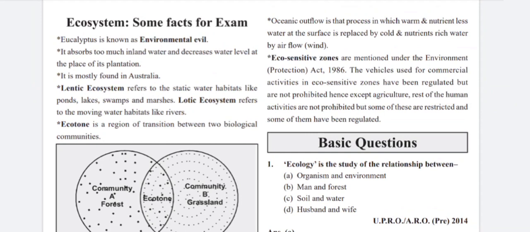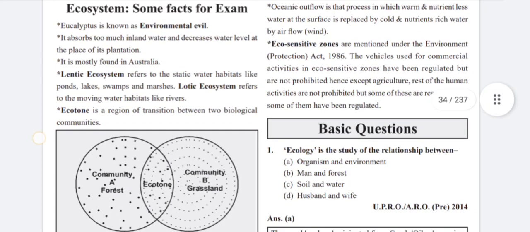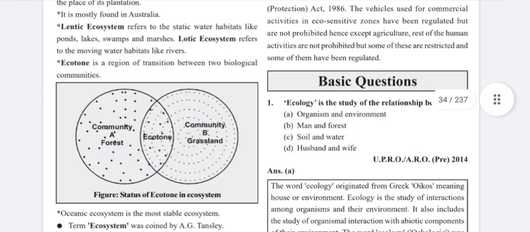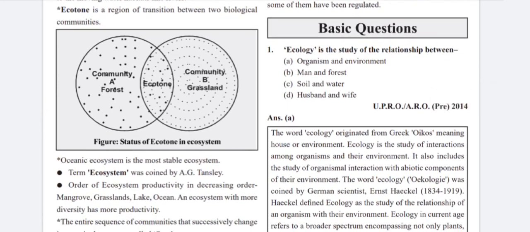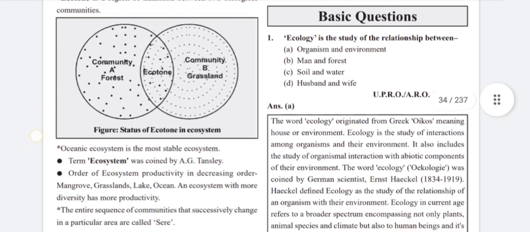Lentic ecosystem refers to the static water habitats like ponds, lakes, swamps, and marshes. Lotic ecosystem refers to the moving water habitats like rivers. Ecotone is a region of transition between two biological communities, for example community A forest and community B grassland.